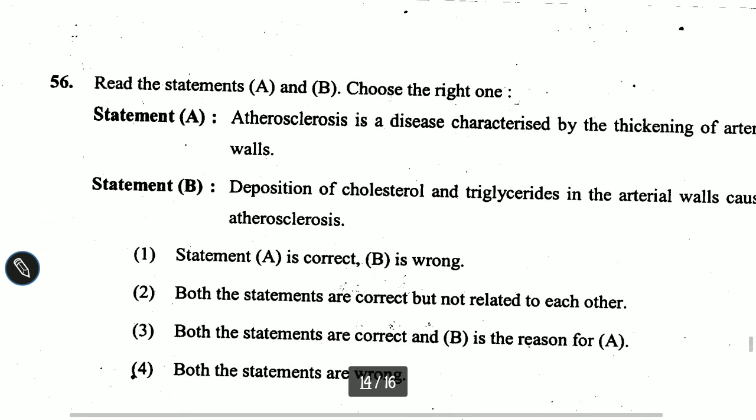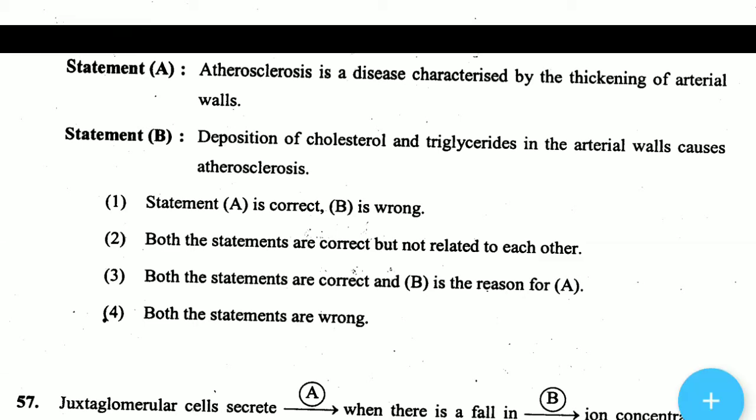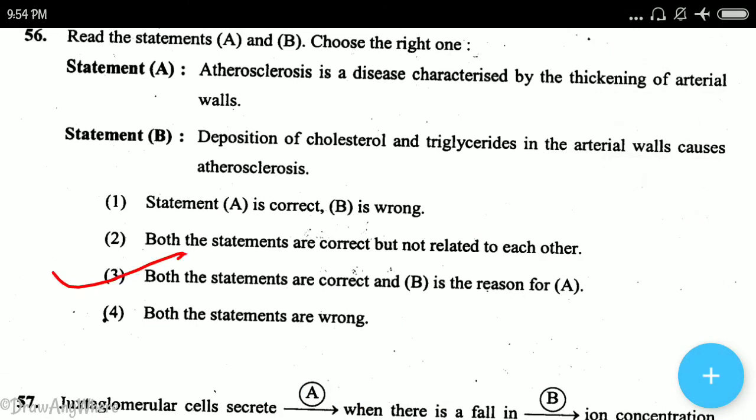Now coming to the next question. See, here, read the statements and choose the right one. Atherosclerosis is a disease characterized by the thickening of arterial wall. Shall I repeat the question? Atherosclerosis is a disease characterized by the thickening of arterial walls. And statement B is deposition of cholesterol and triglycerides in the arterial wall causes atherosclerosis. So here the answer will be the third one, that is both the statements are correct, and B is the correct reason for A. So deposition of cholesterol and triglyceride, what does it cause? It causes atherosclerosis because arterial walls are closed or they thicken.